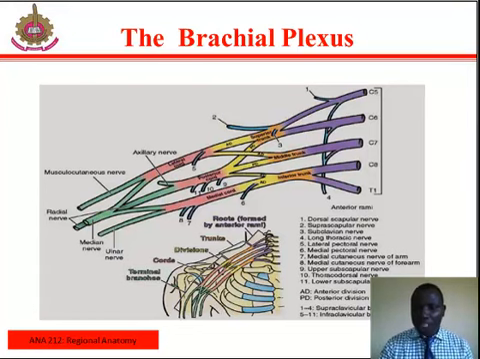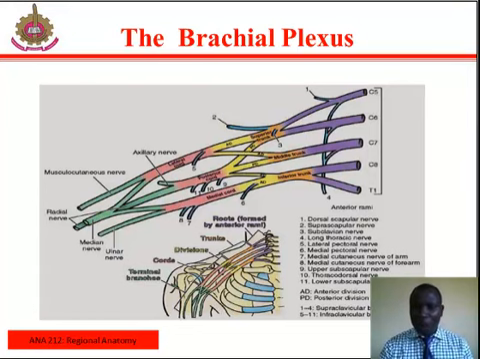Each trunk of the brachial plexus divides into anterior and posterior divisions as the plexus passes through the cervico-axillary canal posterior to the clavicle. Anterior divisions of the trunks supply the anterior compartment of the upper limb, and posterior divisions of the trunks supply the posterior compartment of the upper limb.